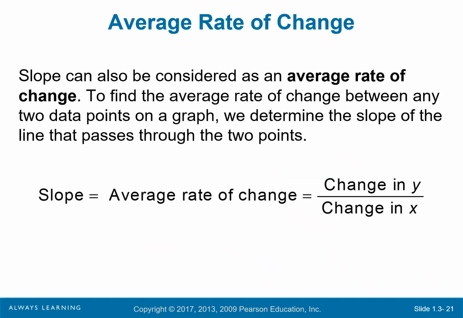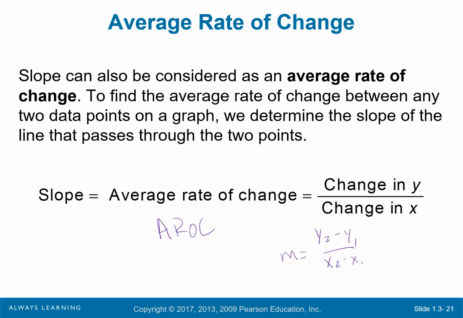Next application of slope is to consider it as an average rate of change. So the average rate of change between any two data points in a graph is given by exactly the slope. Sometimes we abbreviate it AROC. That's what you'll see from me. But it's just change in y over change in x. So that's y2 minus y1 over x2 minus x1, like we've been doing.